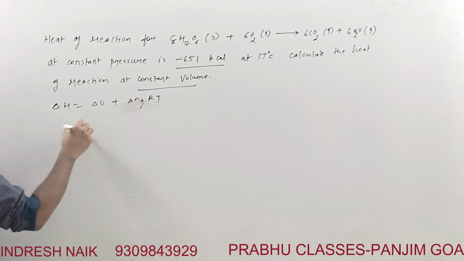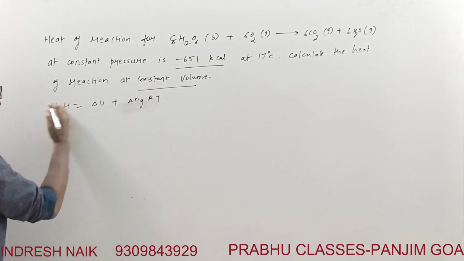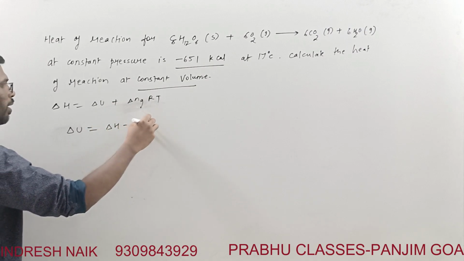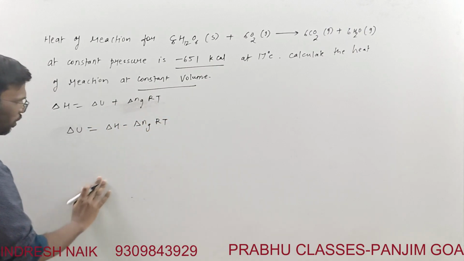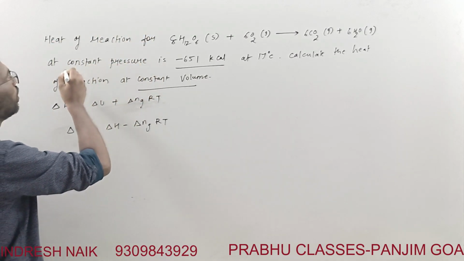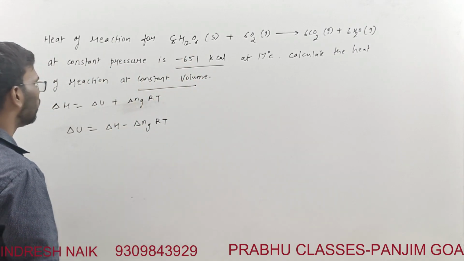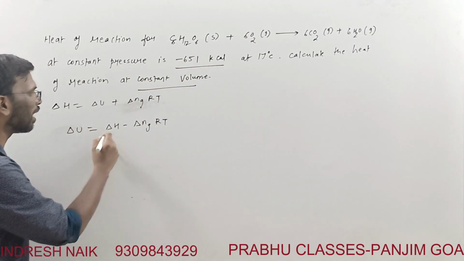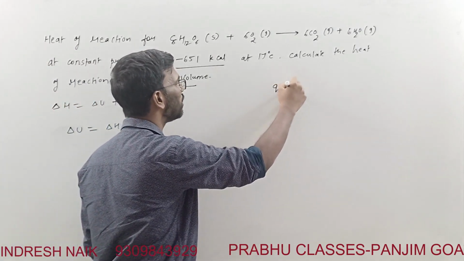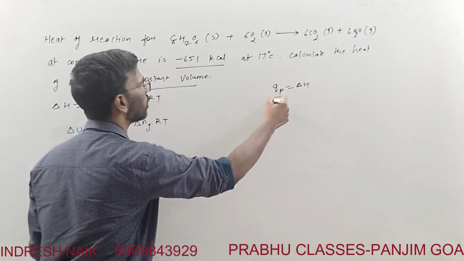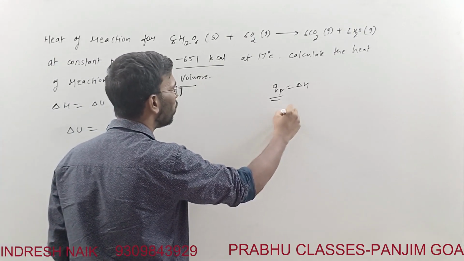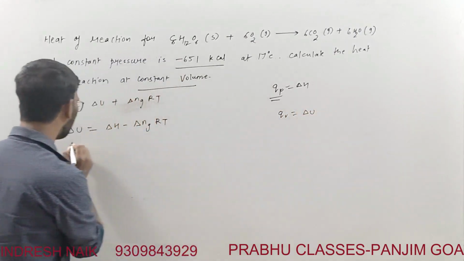So delta U is equal to delta H minus delta Ng RT, right? Enthalpy is given, right? Heat of reaction at constant pressure means enthalpy is given, like we write QP is equal to delta H. Heat of reaction at a constant pressure is equal to delta H. You are told to find the heat of reaction at a constant volume, and we know that QV is equal to delta U. So we are told to find this.